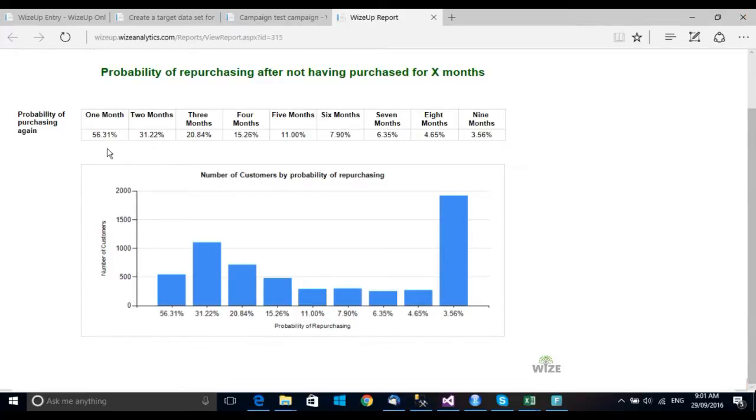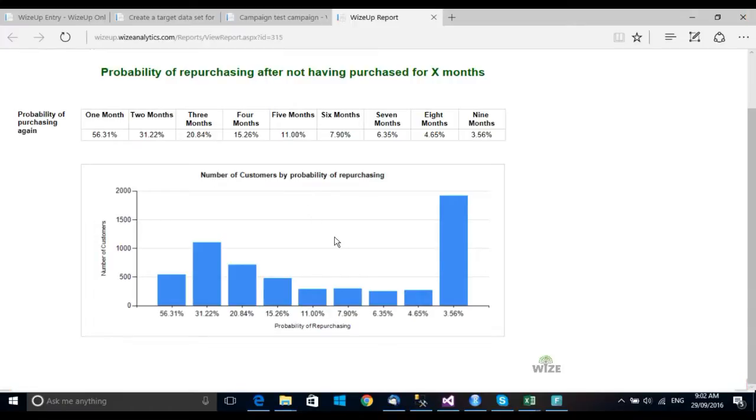As you can see, this type of information shows that people who've not purchased for 1 month are 56% likely of making a purchase. People who haven't been purchasing for say 5 months have about an 11% chance of purchase. This makes intuitive sense. Obviously, the more often you purchase, the more likely you're going to keep purchasing.